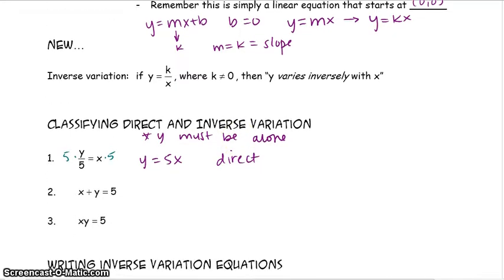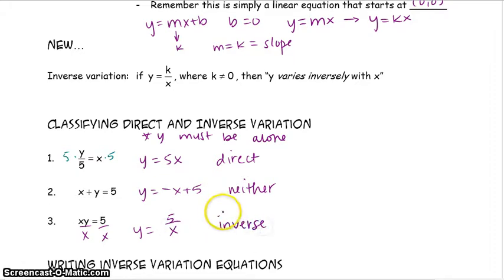Now, looking at this next one, get y by itself, so y equals, subtract over your x, negative x plus 5. Does that follow either one of our equations? Nope, so this is neither. Gotta look out for that. And for this last one, we divide both sides by 5 and by x, so that gives us y equals 5 over x. So this would be our inverse.